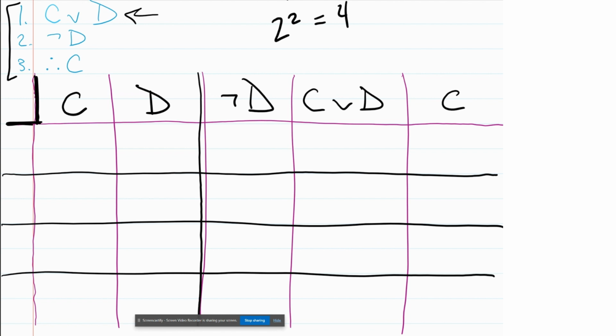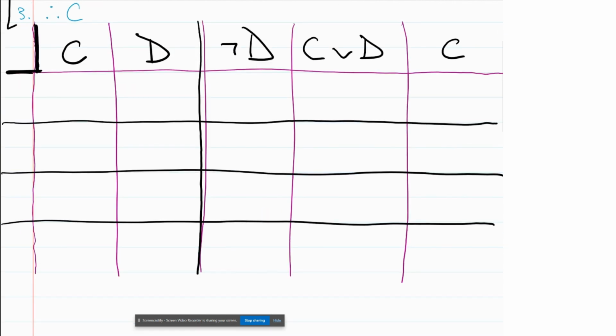Now notice all of these sentences have single connectives, so they're not complex. Our truth tables are going to get more complex in the next video as we have more complex sentences. But for now, we have pretty simple sentences.